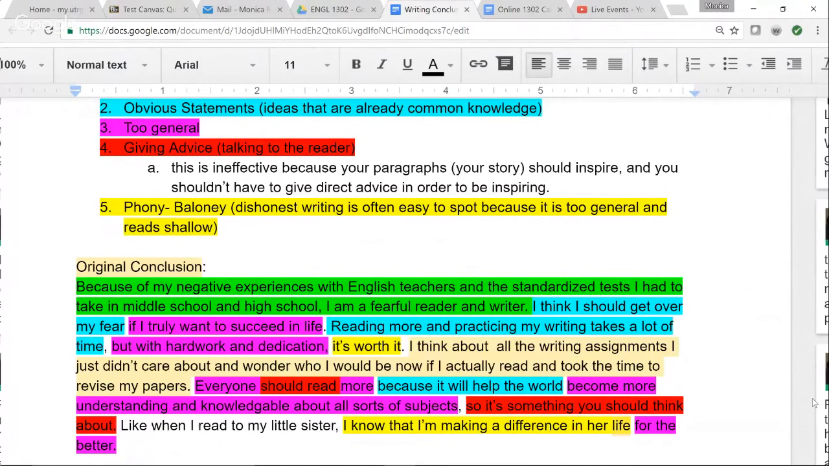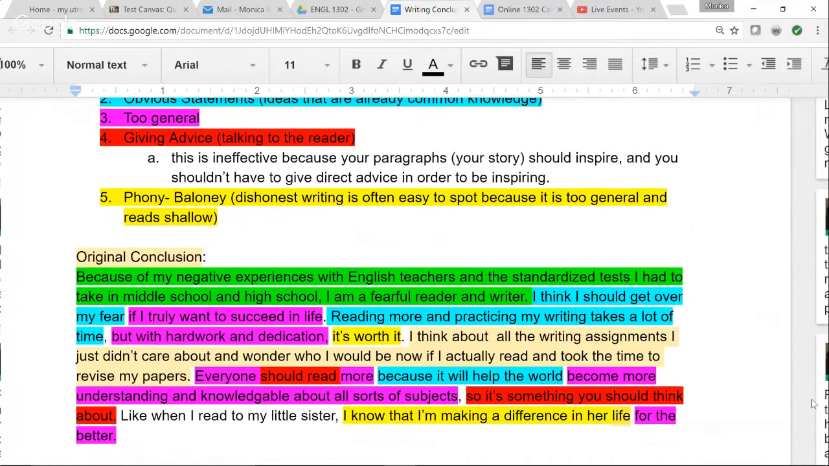I think about all the writing assignments I just didn't care about and wonder who I would be now if I actually read and took the time to revise my papers. So here the student is being reflective. She's wondering what the impact of her actions are. Those kinds of statements are what make effective conclusions. So remember, the key to an effective conclusion is to show why your topic matters. And that's answering the so what question.